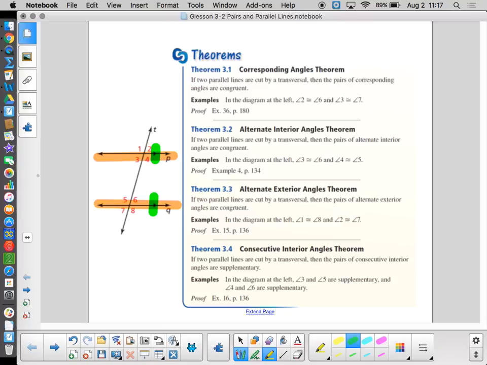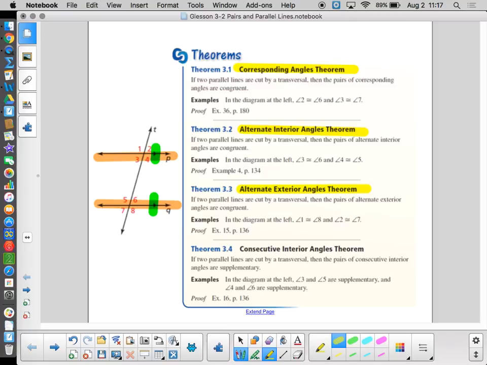We get a lot of the angle pairs being congruent. In fact, the corresponding angles wind up being congruent. The alternate interior angles wind up being congruent. And the alternate exterior angles, all those pairs wind up being congruent pairs.